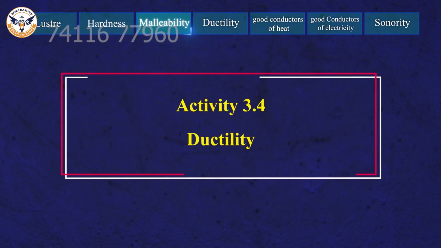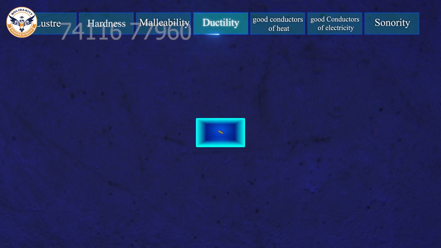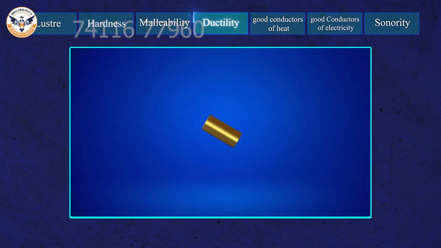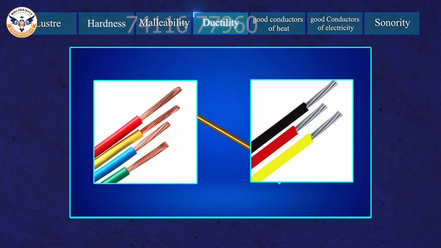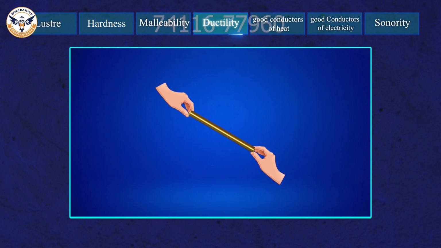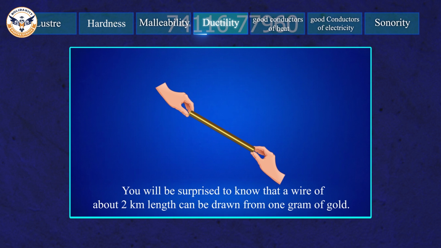Activity 3.4 Ductility. There is another interesting property of metals, is the ability to draw thin wires. It is called ductility. Because of this property you can see wires of aluminium, copper, iron and so on. Here gold is the most ductile metal. You will be surprised to know that a wire of about 2 kilometers length can be drawn from 1 gram of gold. It is because of their malleability and ductility that metals can be given different shapes according to our needs.